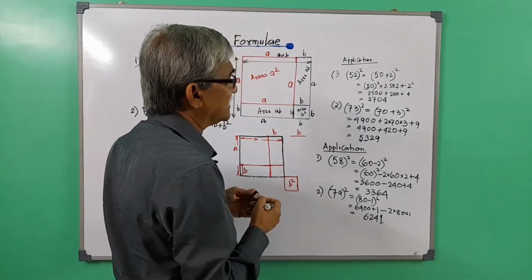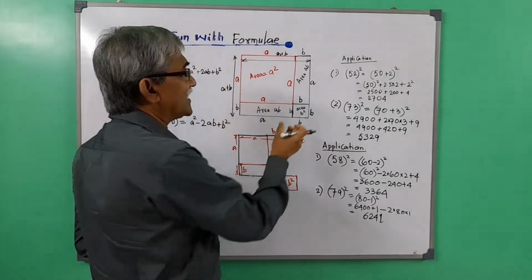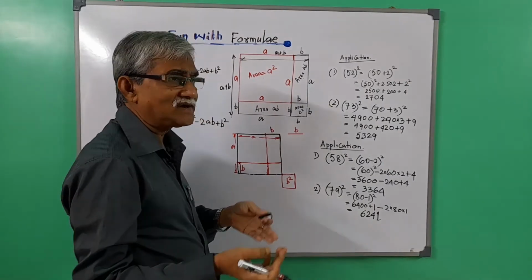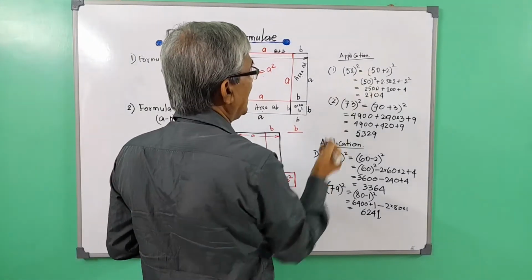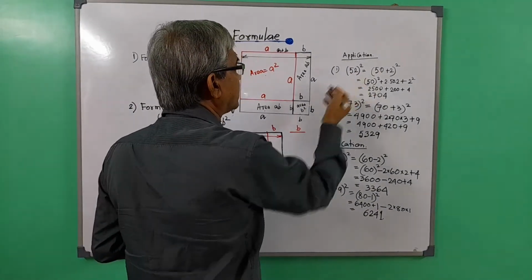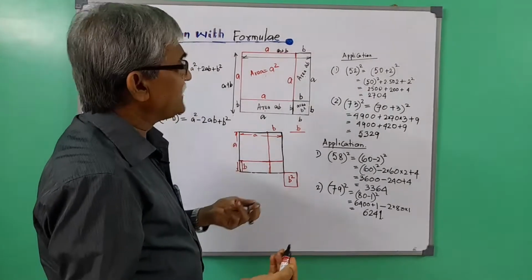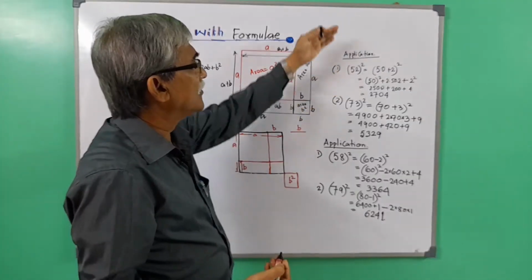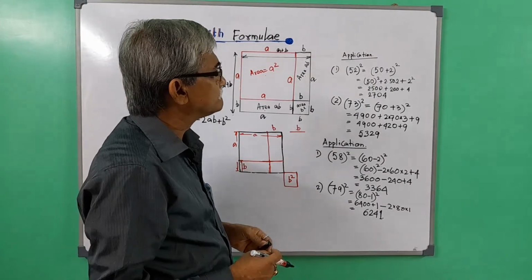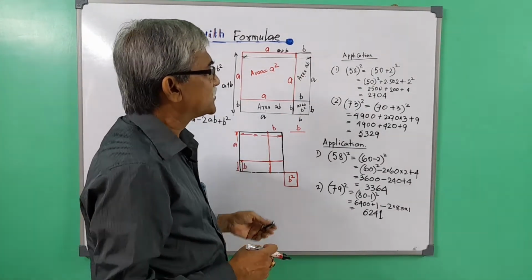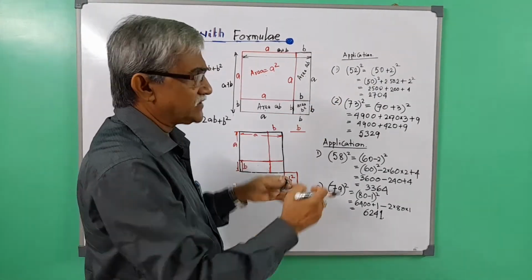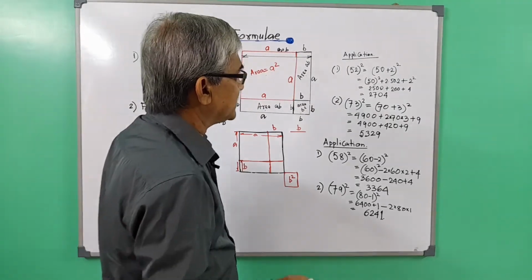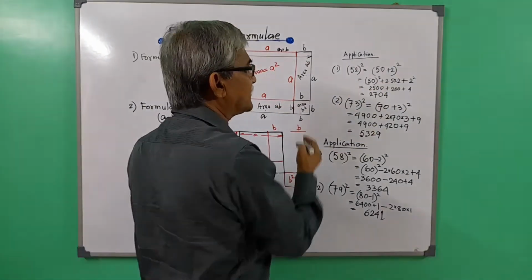Why should we learn it? This has got very important value in numerical calculation. Like, when we want to find out 52 whole square, one method is the traditional method, that is we multiply 52 with 52, where the multiplicand is 52 and the multiplier is 52. But I am doing this process by using the formula.